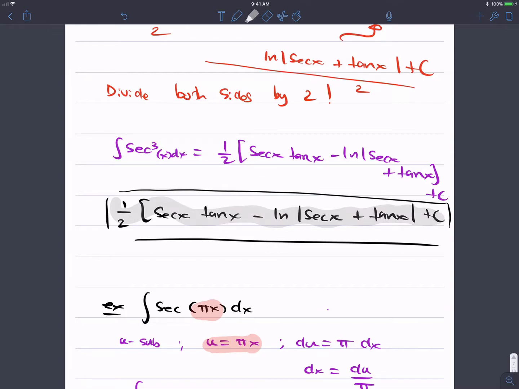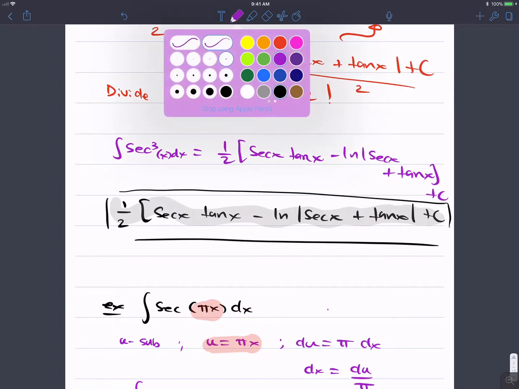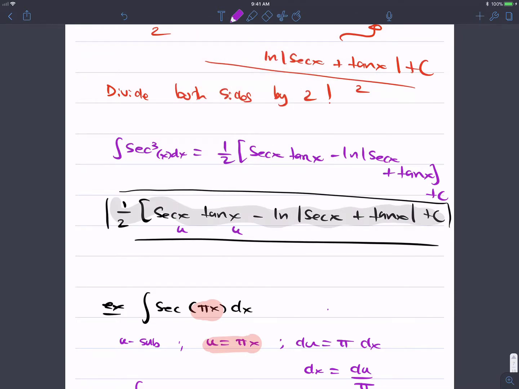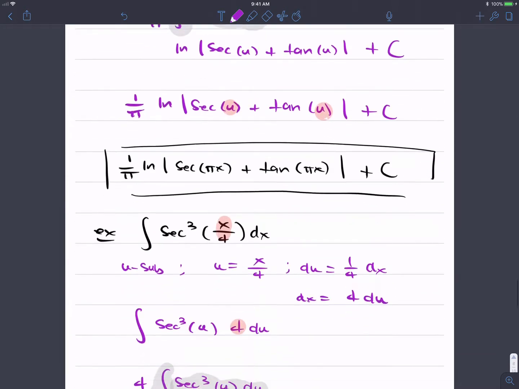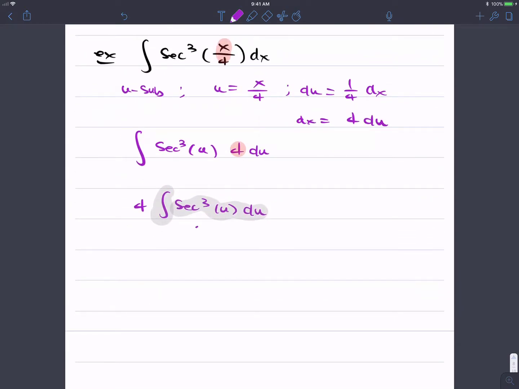Okay, so here's another handy formula to know. But this time, remember what we're going to do with that x here. That's now going to be u. And so wherever there's an x, we replace that with a u, and we're going to use this formula. So it's 1/2 secant u tangent u minus the natural log secant u plus tangent u in absolute value. So I'm going to replace this integral here with 1/2 secant u tangent u plus the natural log absolute value of secant u plus tangent u plus my c.